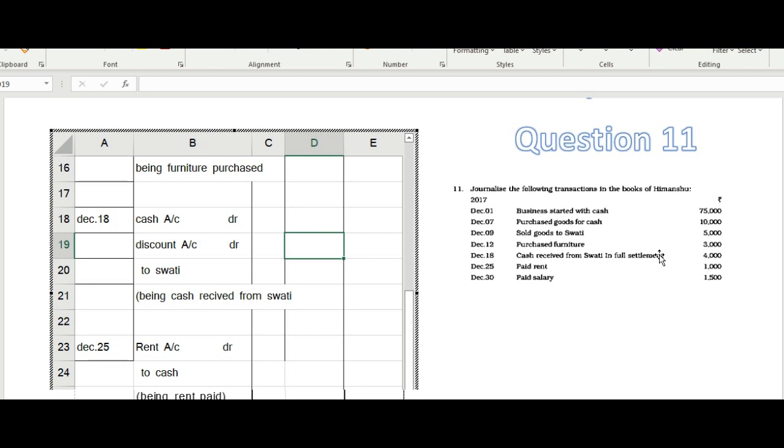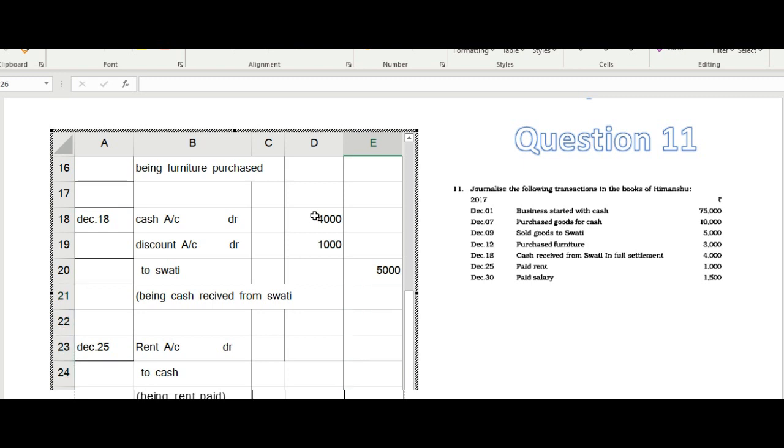This is a discount account. So discount is an expense, and increase in expense goes to debit side. That's why the journal entry is: cash account DR, discount account DR to Swati account. Cash account 4,000, discount account 1,000, and Swati account 5,000. Narration is: being cash received from Swati.